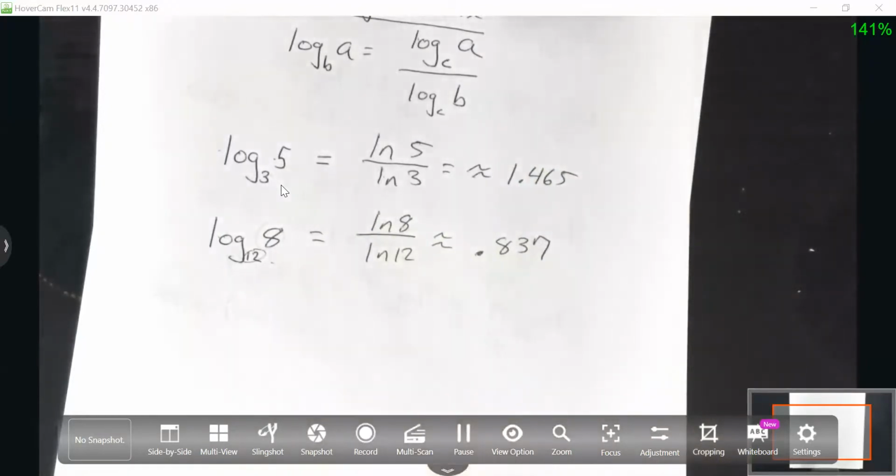All right, and that is it for kind of our introduction to logarithms. Next time, we'll go into how to use them to solve, and then we'll talk about a few applications.